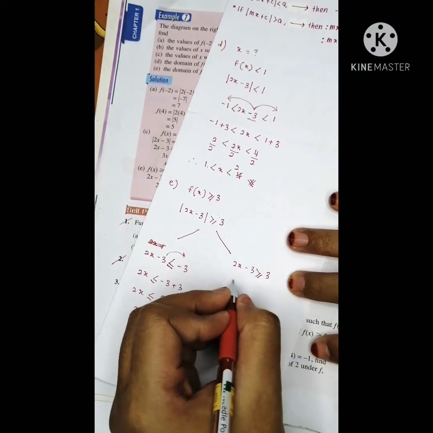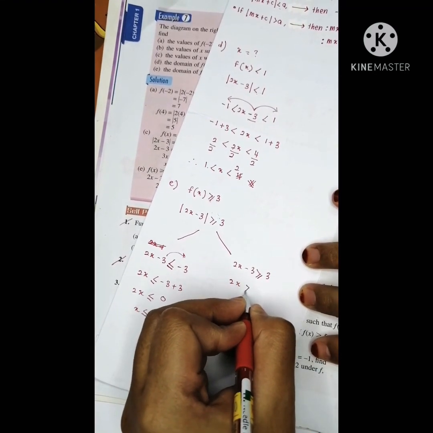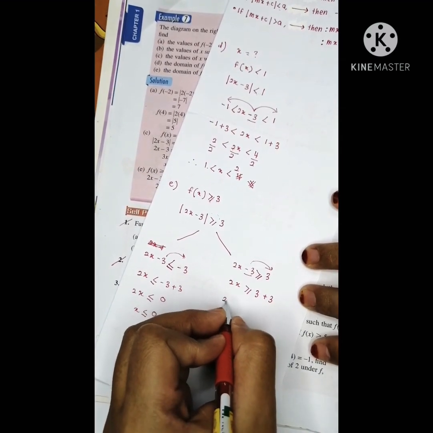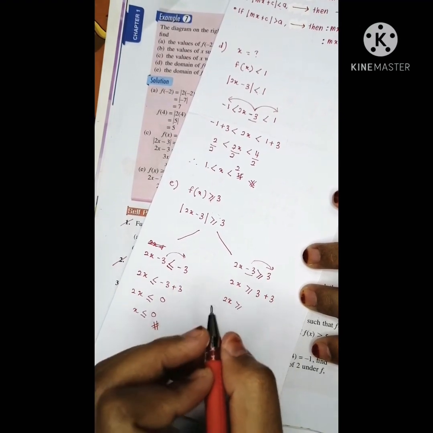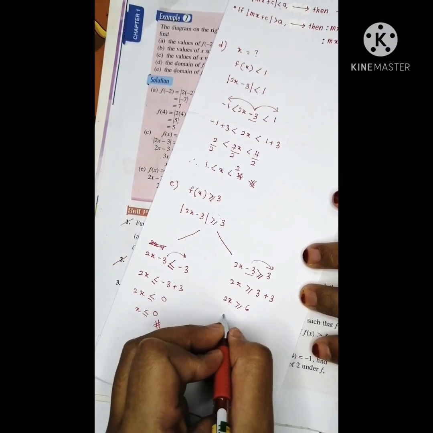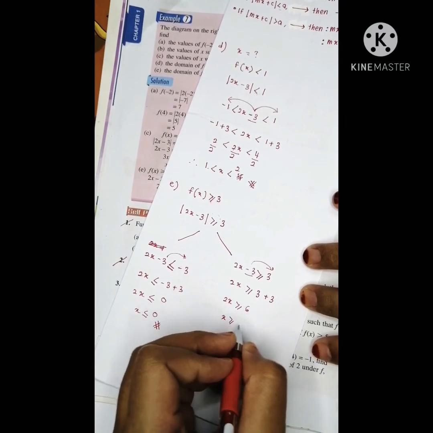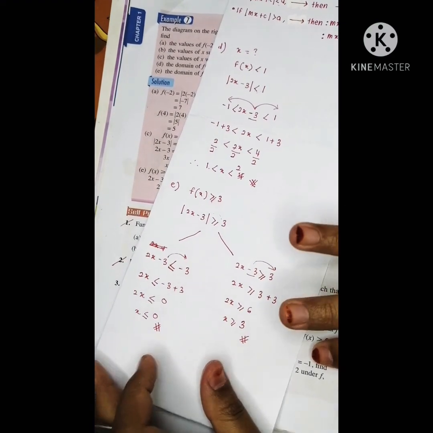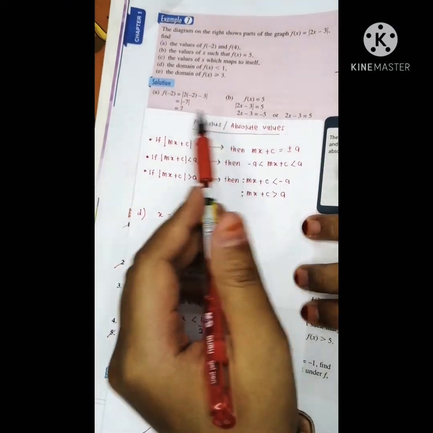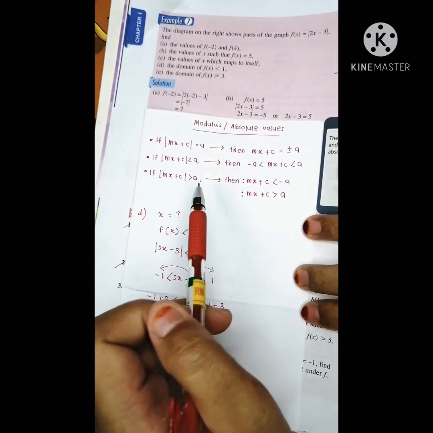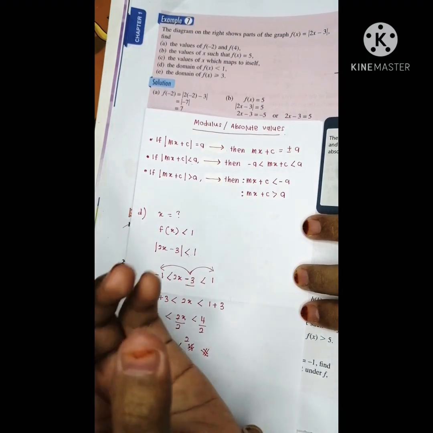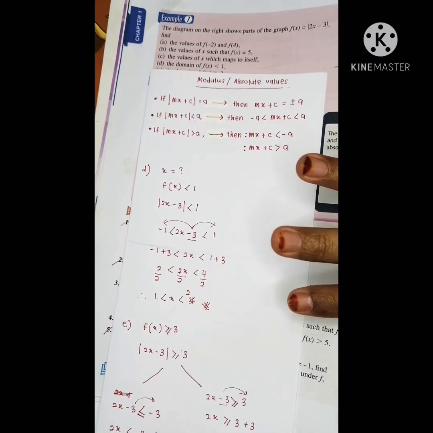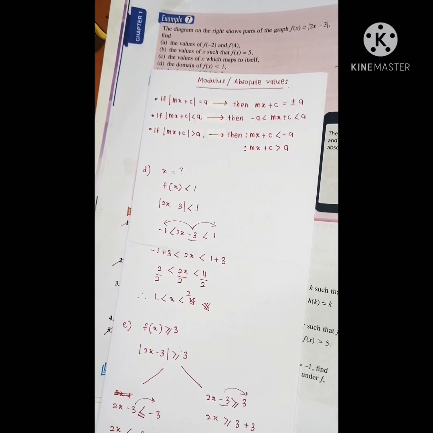And then for the second one, 2x greater than or equal to 3 plus 3. Negative 3, bring it to the right. Now 2x greater than or equal to 6, and then x is equal to 6 divided by 2, equal to 3. Then this is your answer. So remember, this is what you need to remember when you want to apply modulus of a function. That's it. I think that's all for today for subtopic 1.1 functions.